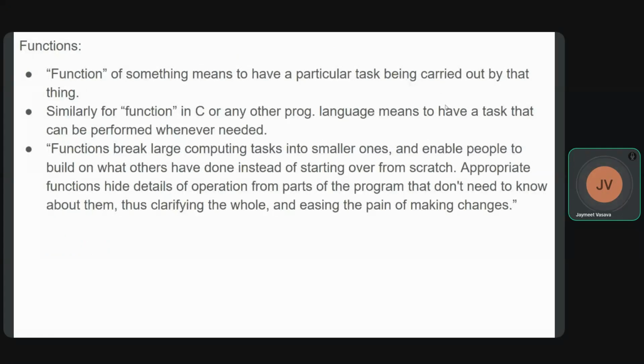Today's starting point is functions. Why do we use functions in C, and what are functions in C? A function of something means to have a particular task being carried out by that thing. That's a non-technical way of presenting it. In C's context, a function in C or any other programming language means to have a task that can be performed whenever needed. Another explanation is that functions break large computing tasks into smaller ones and enable people to build on what others have done instead of starting over from scratch.